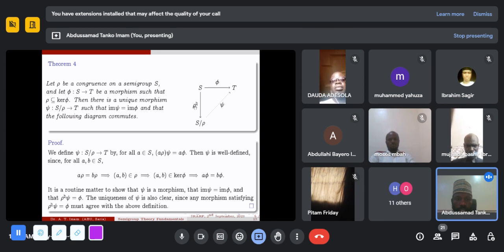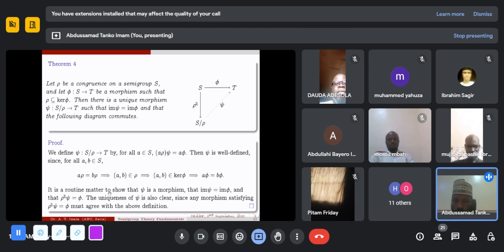So in the sense that if I compose rho natural with psi, that should be equal to phi. And the existence of this psi is unique. So there exists a unique morphism. In fact, that is the added advantage that we have gotten here. There exists a unique morphism into T here, and then the diagram is commutative.